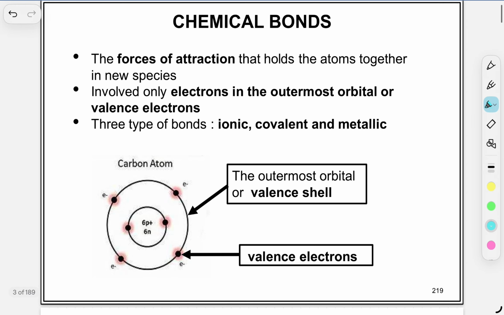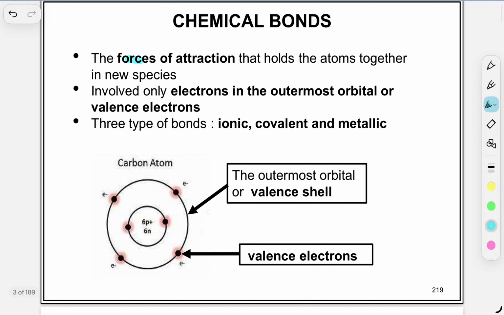Now, when we talk about chemical bonds, it is actually the force of attraction that holds the atoms together in a new species or a compound, right? It involves only the outermost orbital or the valence electron, and we have three types of bonds that we are going to cover throughout this chapter. So first would be ionic bond, covalent bond, and under subtopic 4.5 we will be covering the metallic bond. Okay, so let's focus on ionic first for this video.